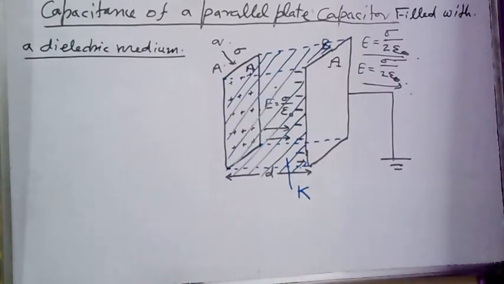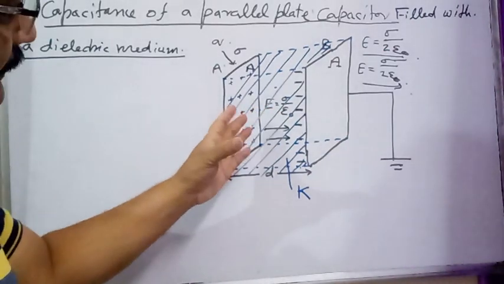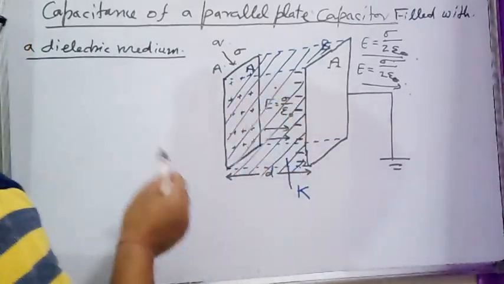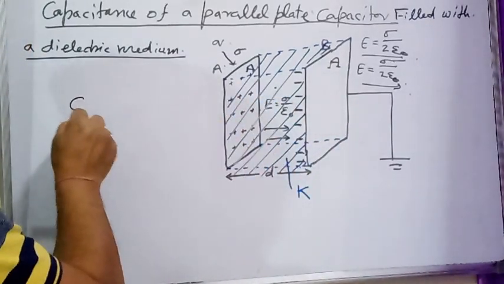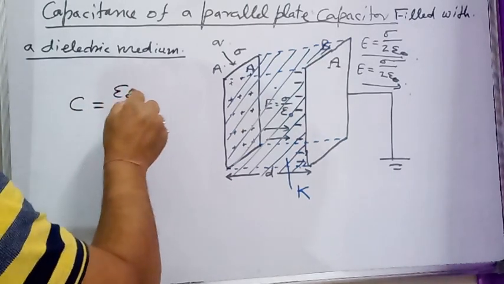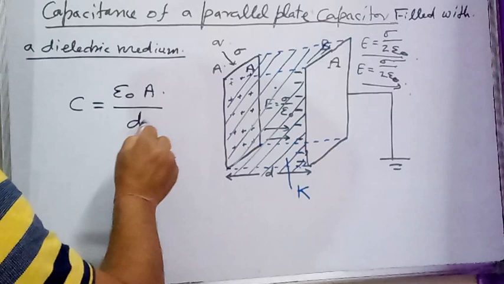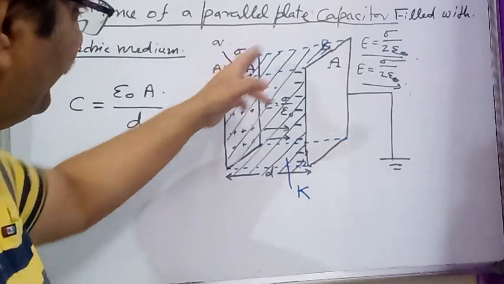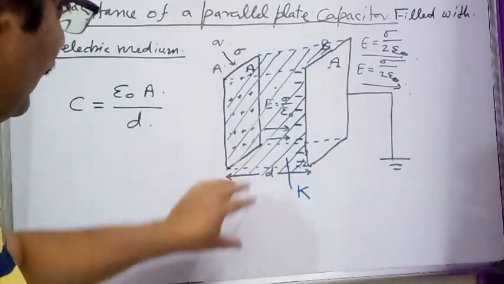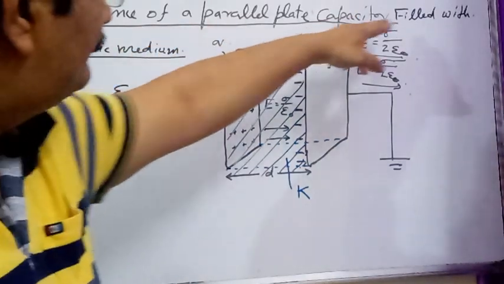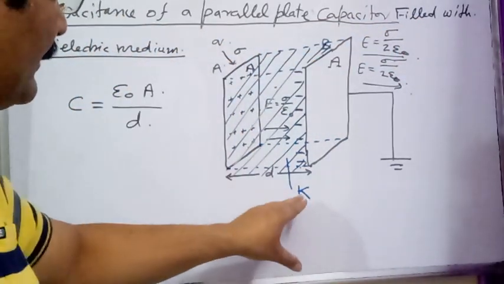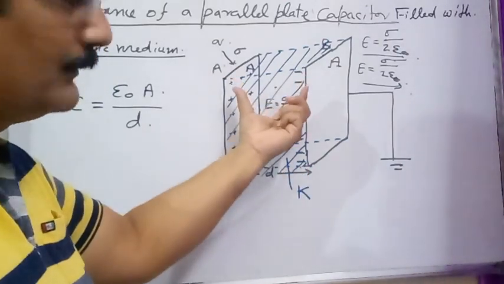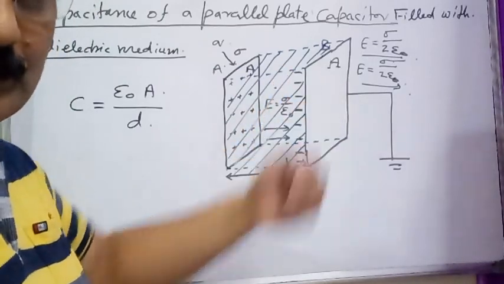Students, you have seen the previous part of the video. If the space between the plates of the parallel plate capacitor is filled with air, this medium is air. In that condition, the capacitance of the parallel plate capacitor is given by C equal to epsilon naught A by d. But students, suppose the whole space between the plates is filled with a dielectric medium whose dielectric constant is K. What is going to be the capacitance of this parallel plate capacitor in that condition?